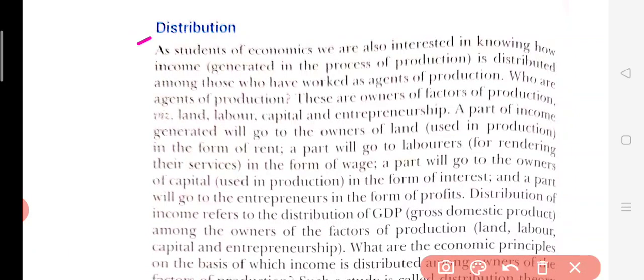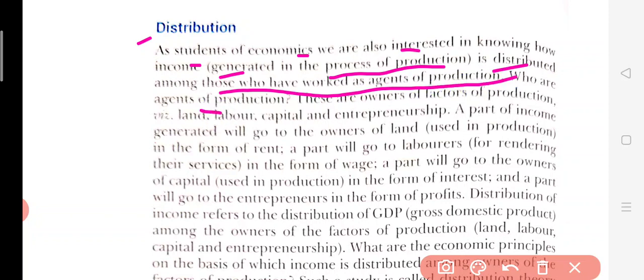Now, distribution means how the generated income will be distributed. I will tell you how. As students of economics, we are also interested in knowing how the income generated in the process of production is distributed among those who have worked as agents of production. So we want to know how this distribution process happens: income is generated, people get the income, so how is it possible?